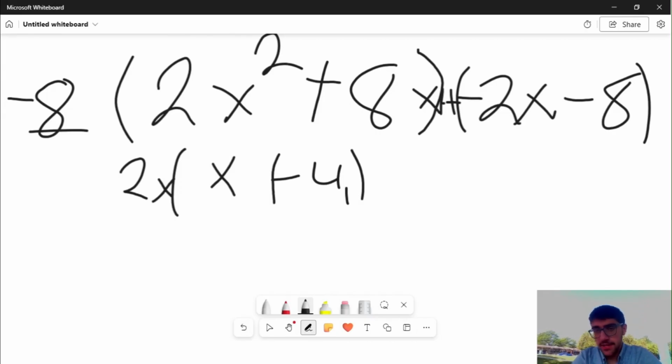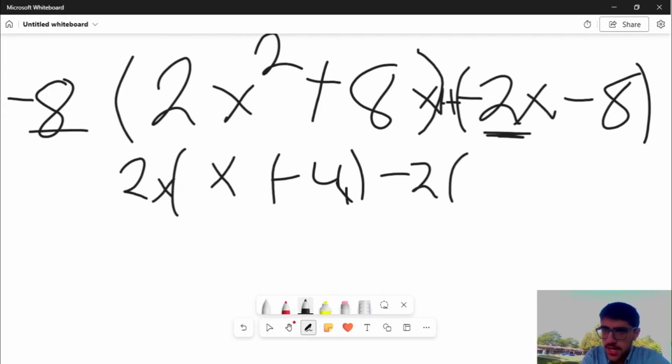But I can factor out negative 2, and you always want to try to make the first term positive for it to work. And so then basically, what do we get? If we factor out negative 2, so minus 2, I get x plus 4.